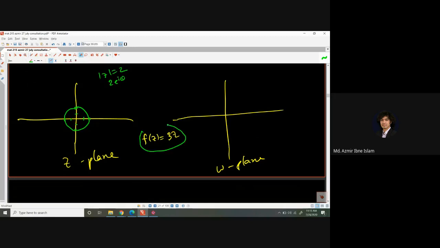Similarly, for this function, the mapping finally gives us f of z equal to 6 e to the power i theta. So if 2 e to the power i theta is a circle, then 6 e to the power i theta will also be a circle, but the radius is different. Here 2 is the radius, but here we have 6: 1, 2, 3, 4, 5, 6.